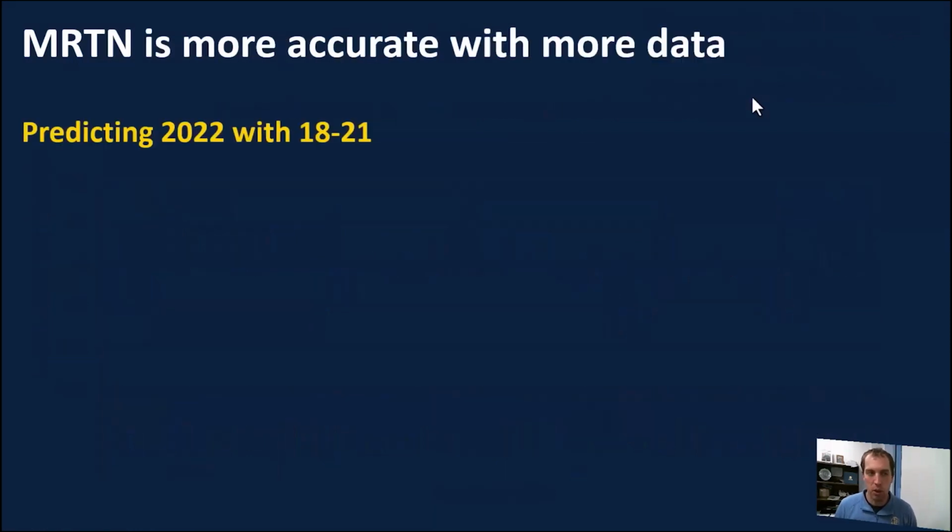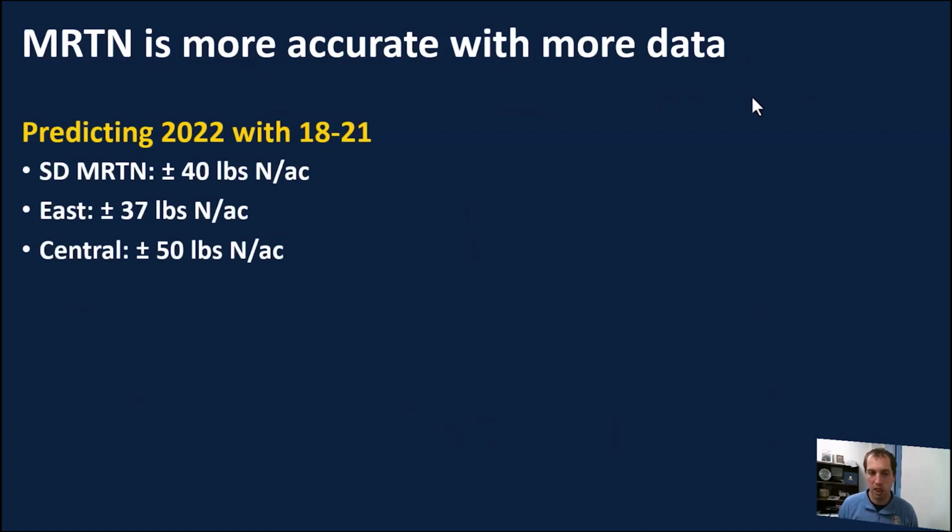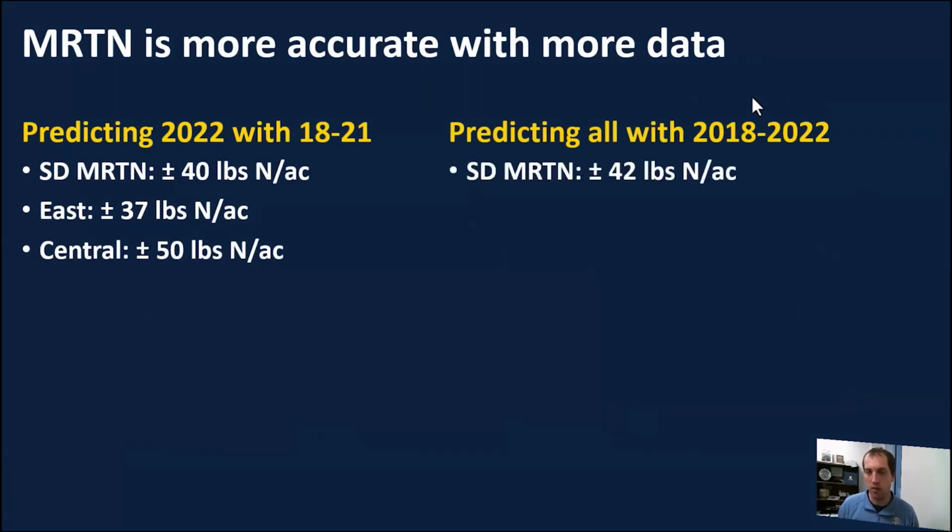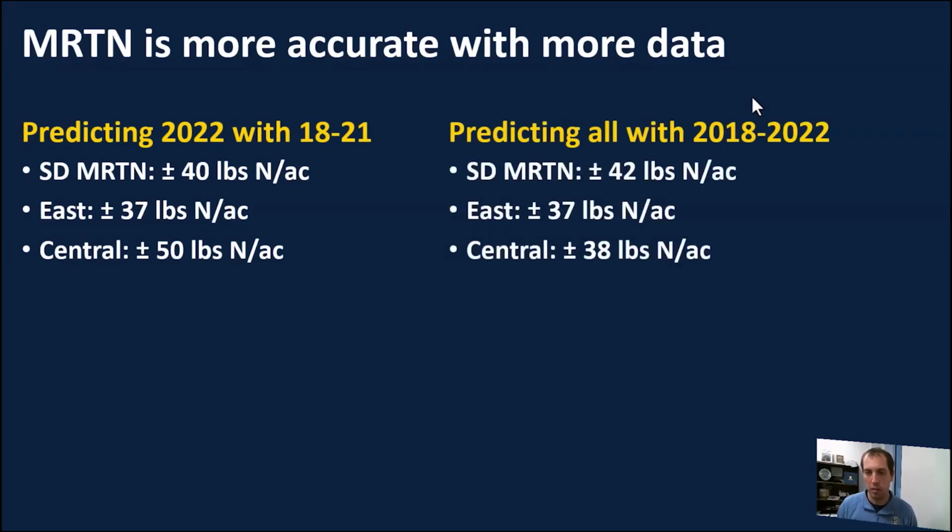So if we're trying to predict 2022 from 18 to 21 data, we see that we're plus or minus 40 pounds of N per acre. Improve some by dividing out by east and central. We're predicting all the sites across South Dakota with 2018 to 2022 data. We're plus or minus 42, so pretty similar there. Plus or minus 37 or plus or minus 38 for the central part of the state. So the MRTN is getting better as we're getting more data into it.